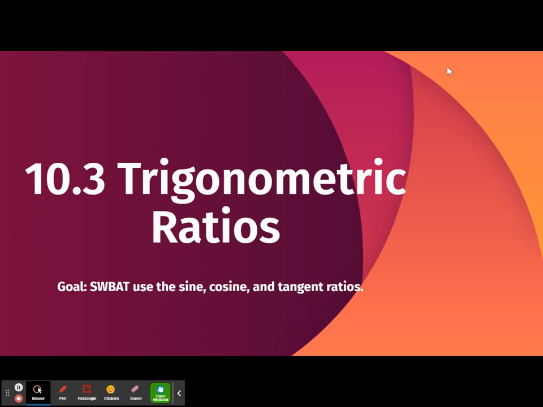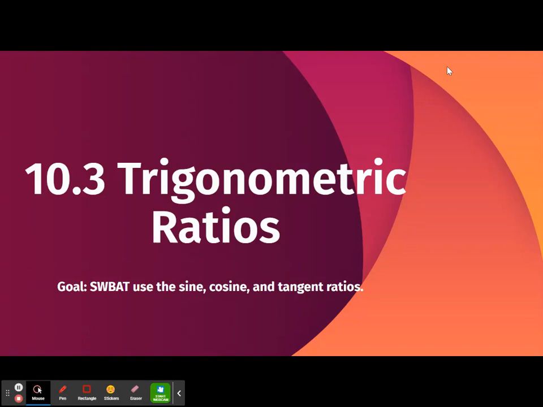Okay, 10.3, trigonometric ratios. For some reason, this was always one of my favorite things in geometry, the trig ratios. Students will be able to use the sine, cosine, and tangent ratios.